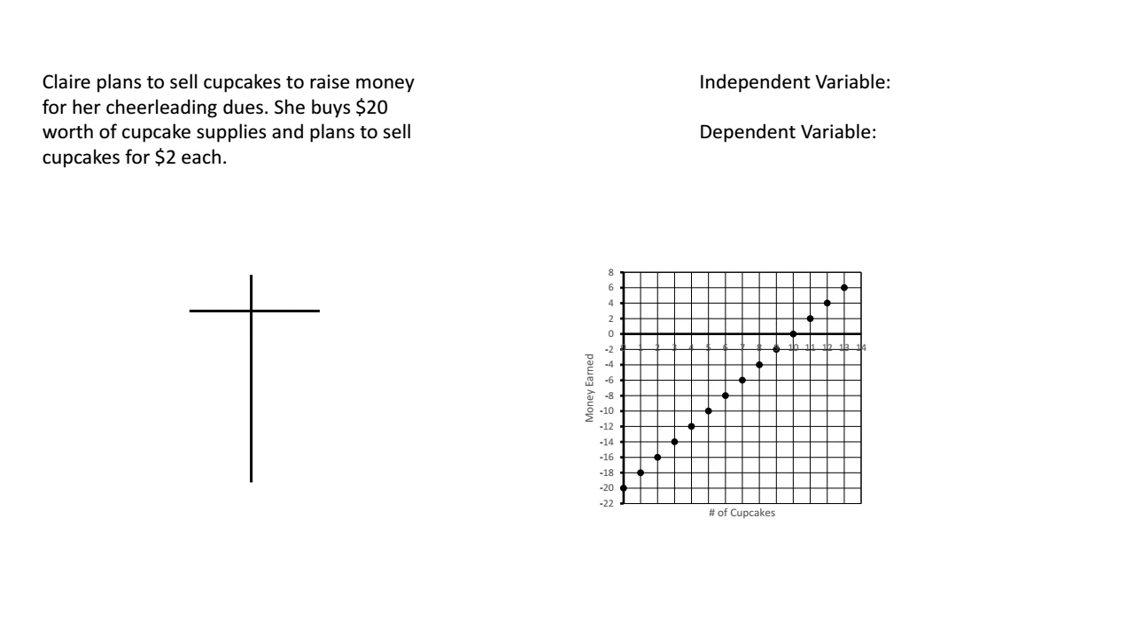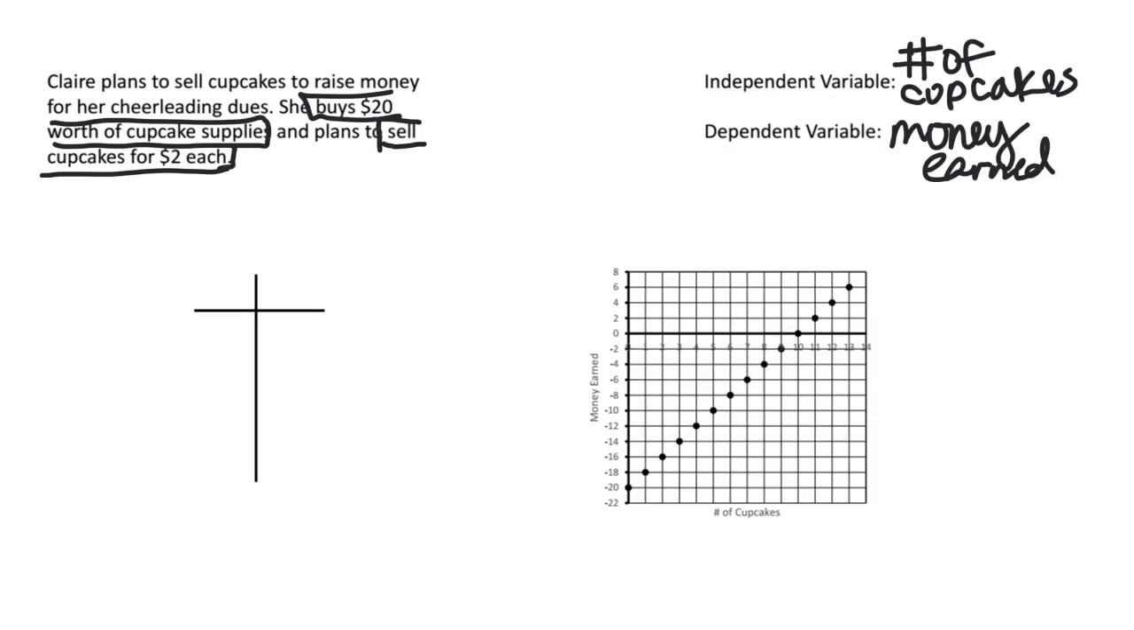So our first example problem reads, Claire plans to sell cupcakes to raise money for her cheerleading dues. She buys $20 worth of cupcake supplies and plans to sell cupcakes for $2 each. So our first step is to identify what we are comparing, which would be our independent and our dependent variable. So if we look, we know that we are going to be comparing the number of cupcakes sold versus how much money she earns. So our independent variable is going to be the number of cupcakes that she sells, and our dependent variable is going to be the money earned.